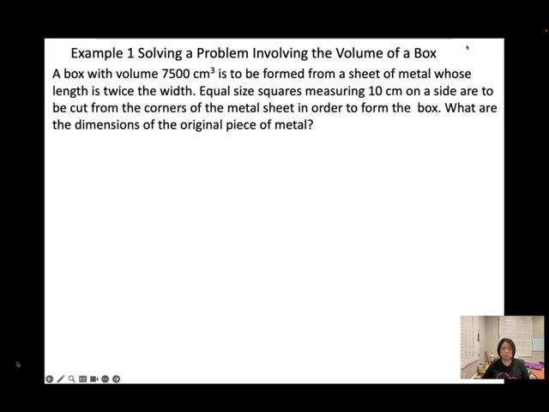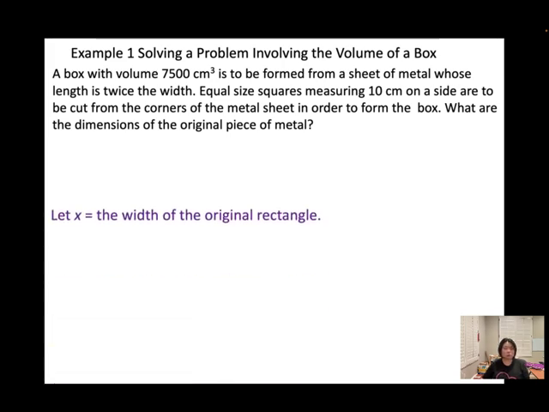A box with volume 7,500 centimeters cubed is to be formed from a sheet of metal whose length is twice the width. Equal size squares measuring 10 centimeters on a side are to be cut from the corners of the metal sheet in order to form the box. What are the dimensions of the original piece of the metal?